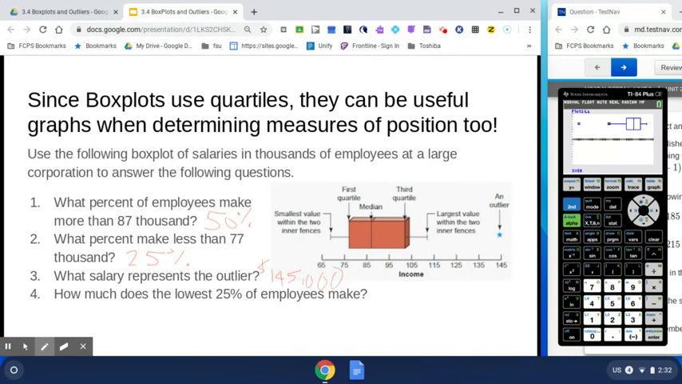And the last question, how much does the lowest 25% of employees make? So the lowest 25% would correspond to the first quartile. So that would be approximately 77,000 or less.